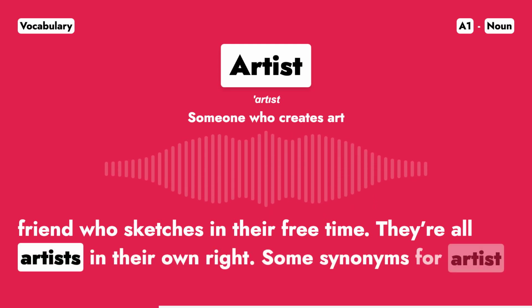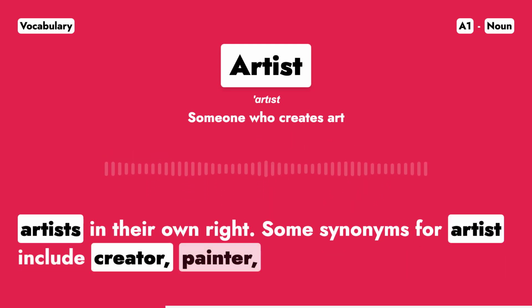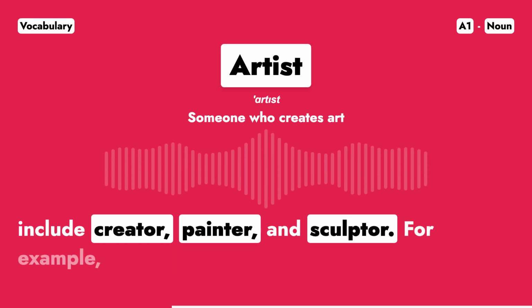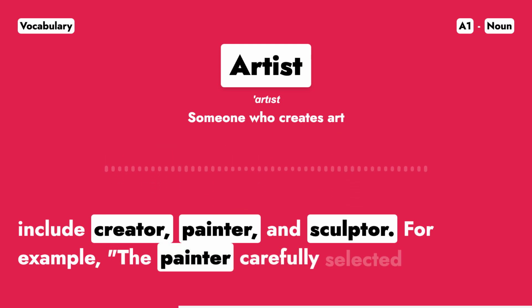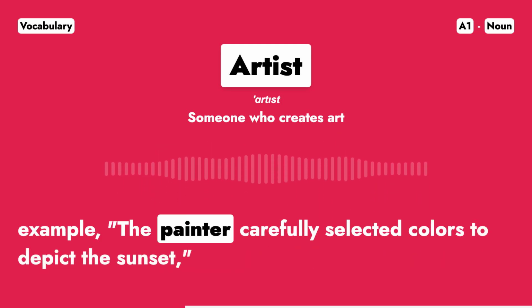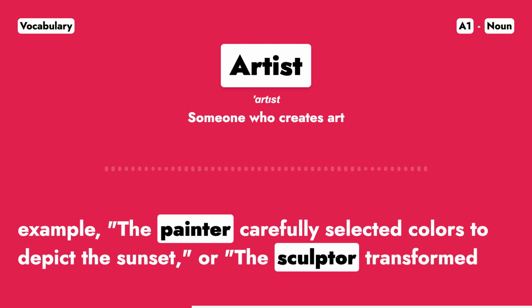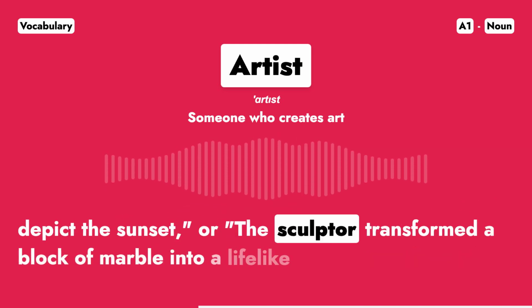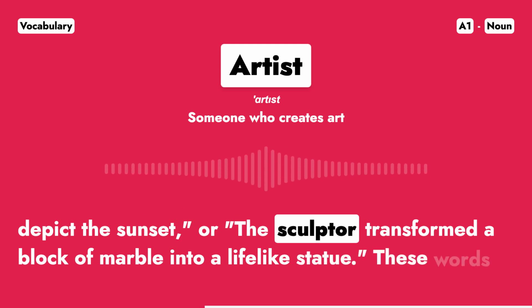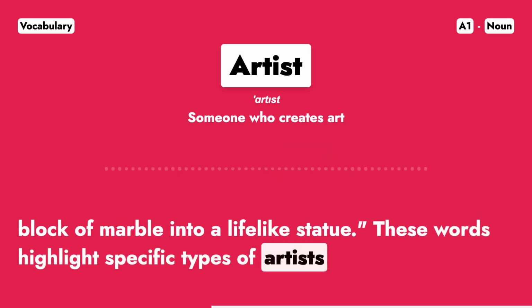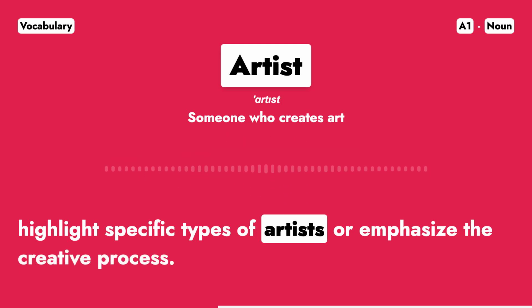Some synonyms for artist include creator, painter, and sculptor. For example, the painter carefully selected colors to depict the sunset, or the sculptor transformed a block of marble into a lifelike statue. These words highlight specific types of artists or emphasize the creative process.